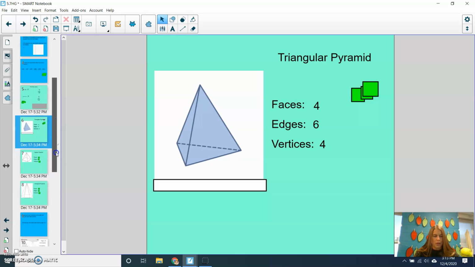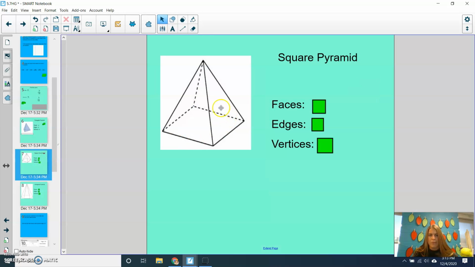Let's try 2 more problems like that. So now this time I have a square pyramid. Can you record how many faces, edges, and vertices you see? Press pause and play when you're ready to check.